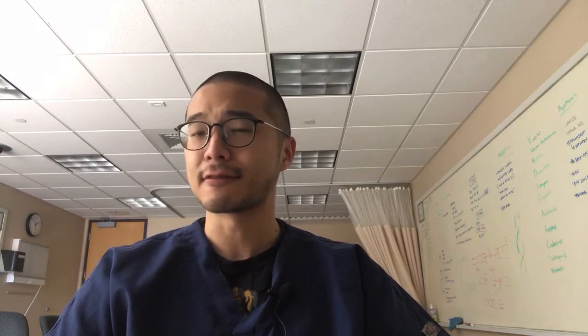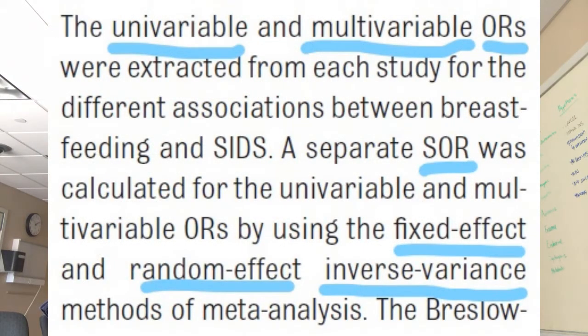For instance, maybe those mothers who didn't breastfeed were poorer. Maybe they were older or younger. And so that's where a multivariable summary odds ratio comes in. You have those odds ratios, you summarize them into one odds ratio that compiles all these other odds ratios. And then you control for different factors like race, socioeconomic status, and whether the baby was sleeping on its back. They talk about fixed effect and random effect inverse variance methods of meta-analysis.